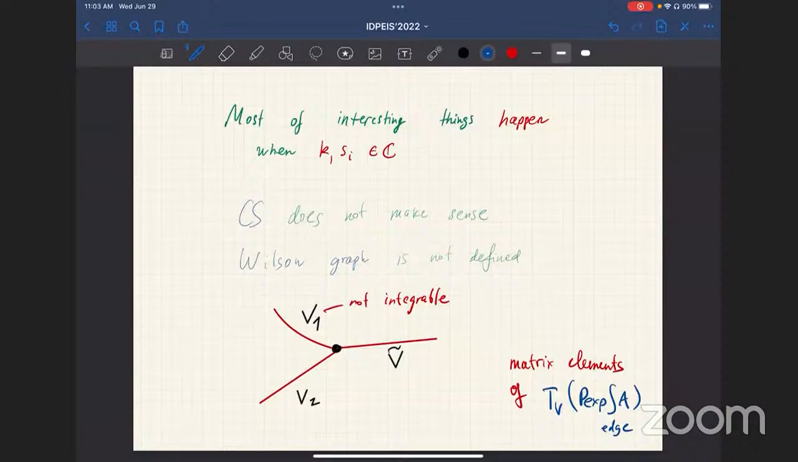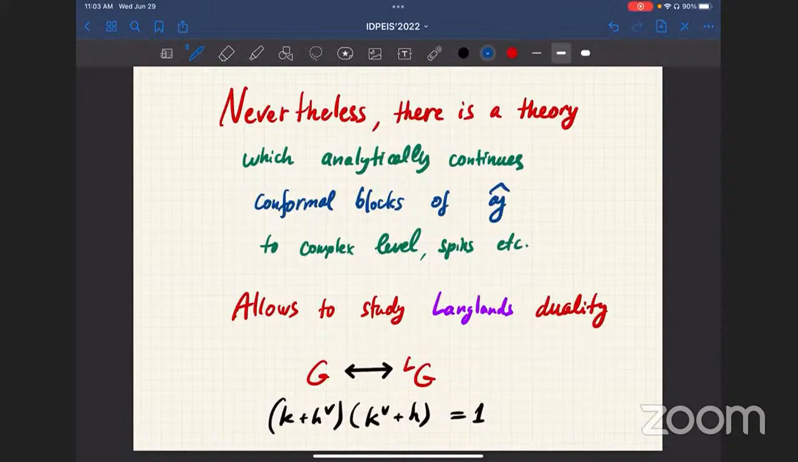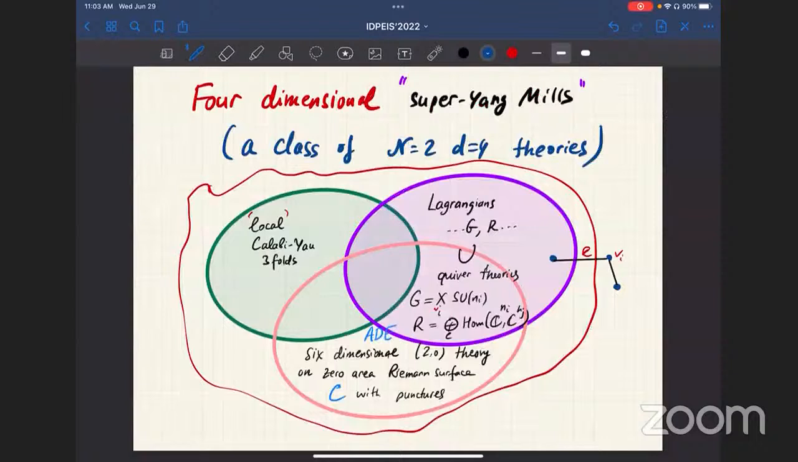But let me speed up a little bit. There is nevertheless a four-dimensional theory which allows one to study the analytically continued conformal blocks and study the duality, which basically inverts the level, allows one to make it complex, allows one to take a limit when it goes to the critical value, and so on and so forth. So there are several realizations, several ways of getting to those theories.